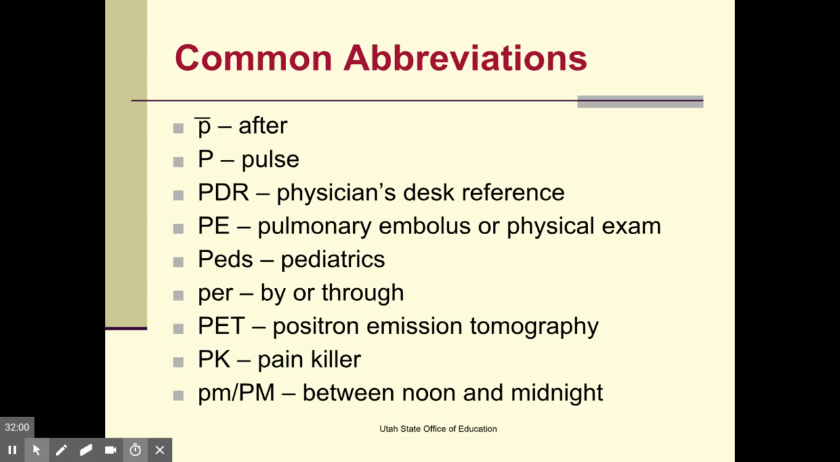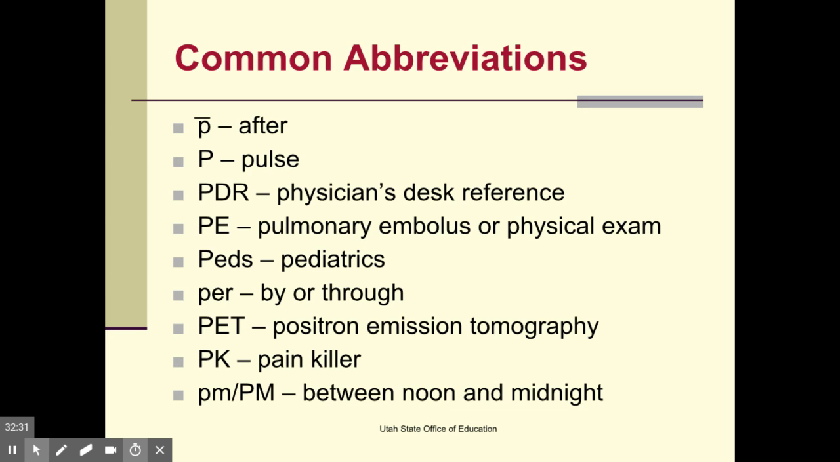P with a slash over it, so a small p with a line over it, means after. A capital P means pulse. PDR is a physician's desk reference. If a doctor asks you for the PDR, it's going to be a giant blue book, and it's full of medications and other things. PE for pulmonary embolism. We use PE for pulmonary embolism, not so much for physical exam anymore. PEDS for pediatrics.